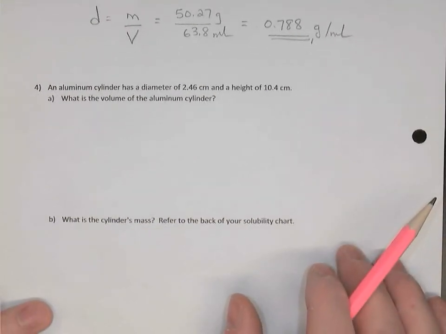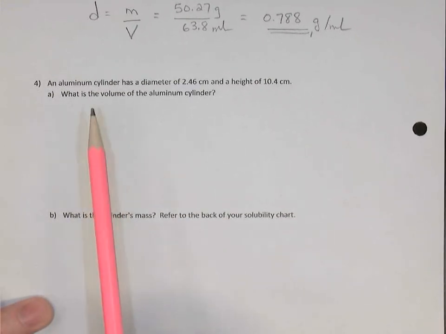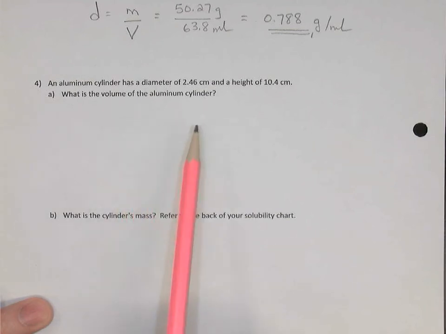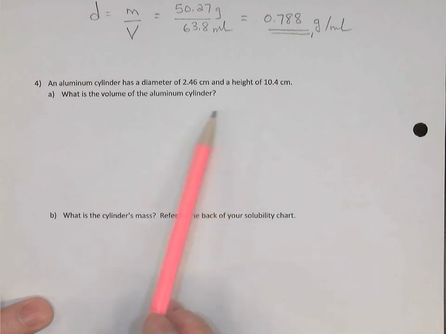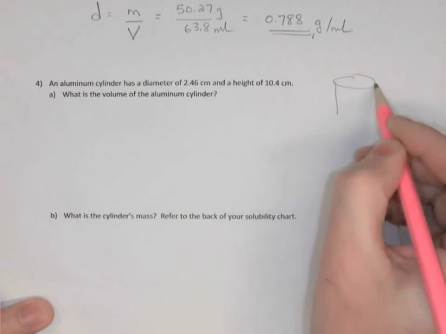Question number 4, the last question on the sheet, part A and B. We've got an aluminum cylinder. So right away I'm thinking volume of a cylinder, the formula. We know its diameter and we know its height. So part A, we want the volume. So you might want to sketch a picture.